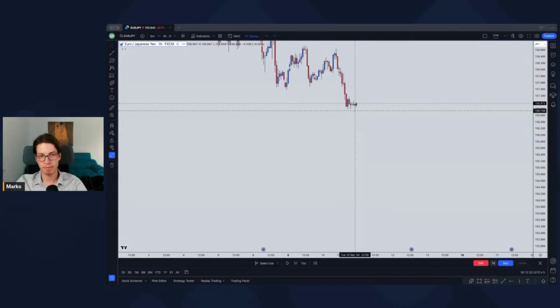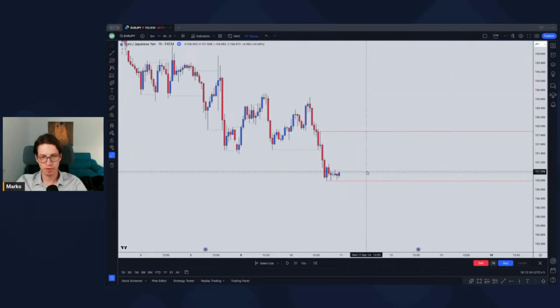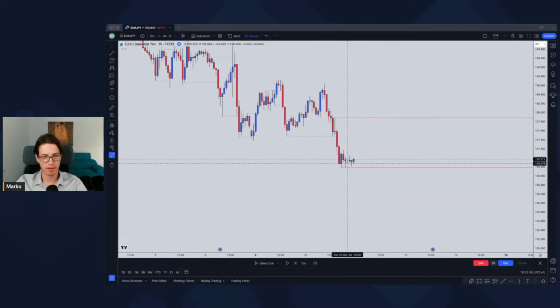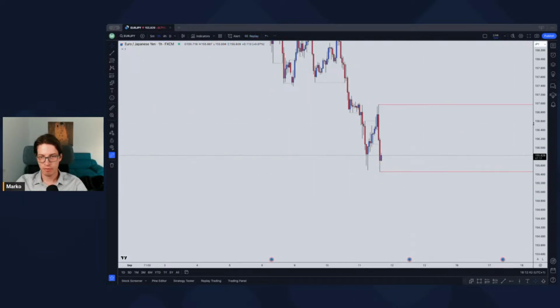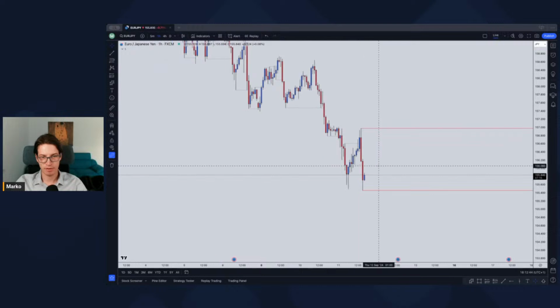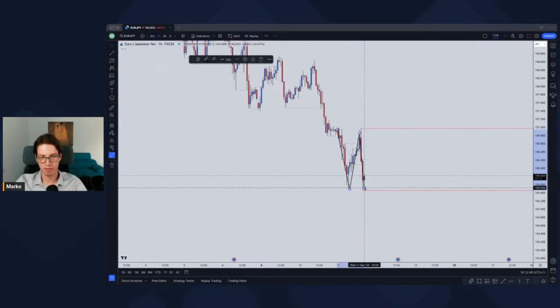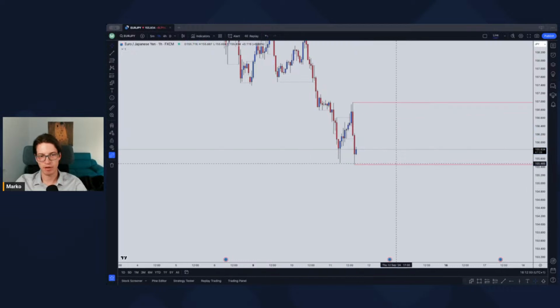Here, I maybe would have taken a flag if it formed. It never fully formed, so there was no opportunity there for me. But right now, we're just pretty volatile. We had this sort of V reversal, and then the price moved down. It's just all over the place. So I'm not really going to put this pair on the watch list just yet.